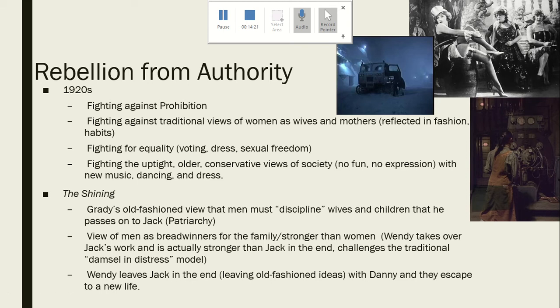Okay, so in the end, Wendy does leave Jack, symbolizing the leaving behind of the old conservative ideas of the 20s, and she escapes with Danny for a new life, symbolizing the new equality and newfound rights for everyone in the 20s, the new expression, new equality especially for women, and just ditching of the old, uptight ways that suppressed a lot of people.